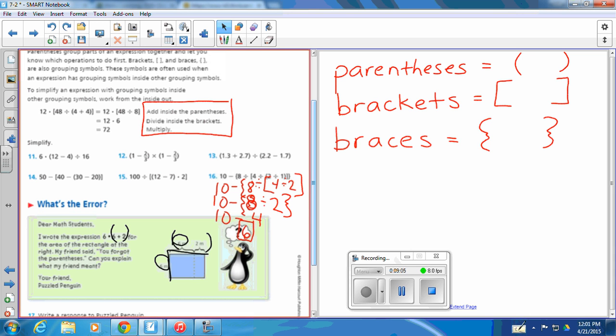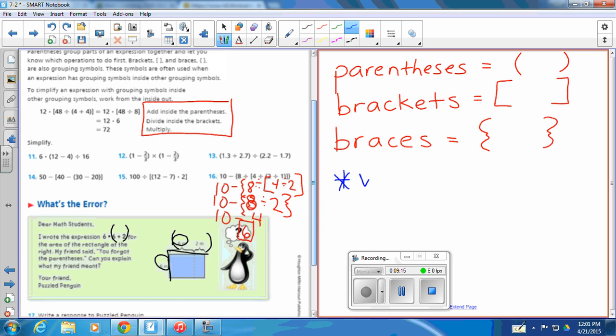Okay, so coming back to our learning today, parentheses, brackets, and braces are all grouping things, and you work from the inside out. Okay, so remember, key point for tonight, work from the inside out when you have multiple groupings.